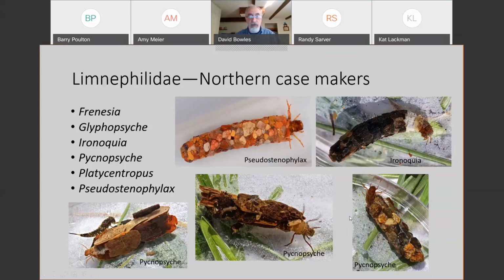Like Phrynecia tends to like small spring seeps, as does Pseudostenophylax, like small seeps and springs. And then we have a real oddball. Well, Platycentrippus is very rare. It has only been collected a couple times in Missouri, mostly northern Missouri.